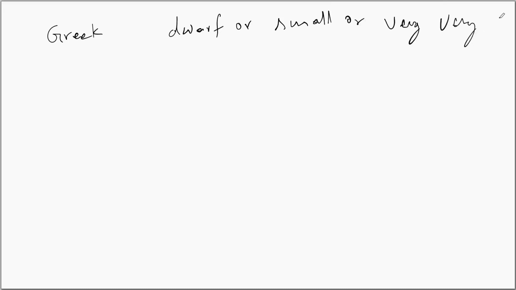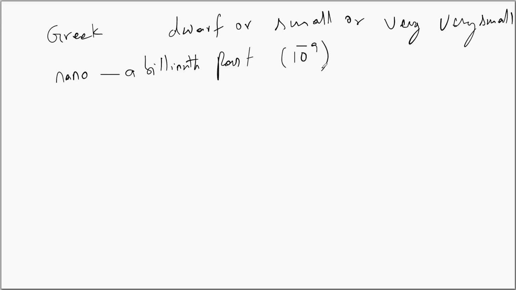Nano is a prefix that is derived from Greek. The prefix means dwarf or small or very small. Mathematically speaking, nano means a billionth part, or it is 10 power minus 9. In physics, when we say nano, it means a billionth part of a unit.